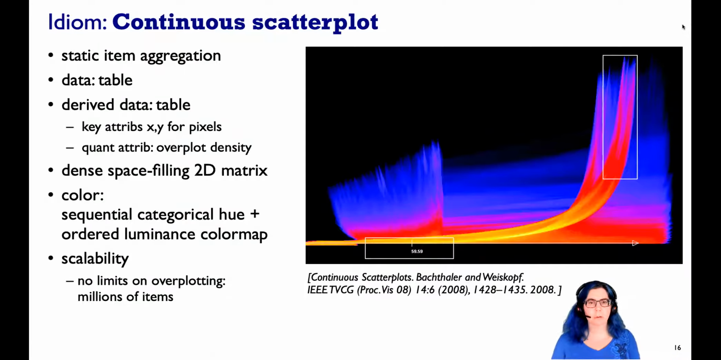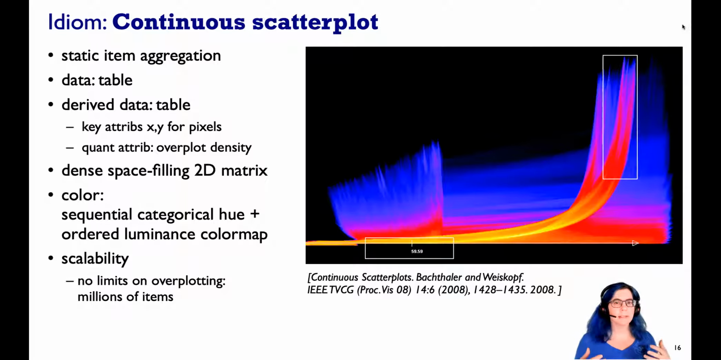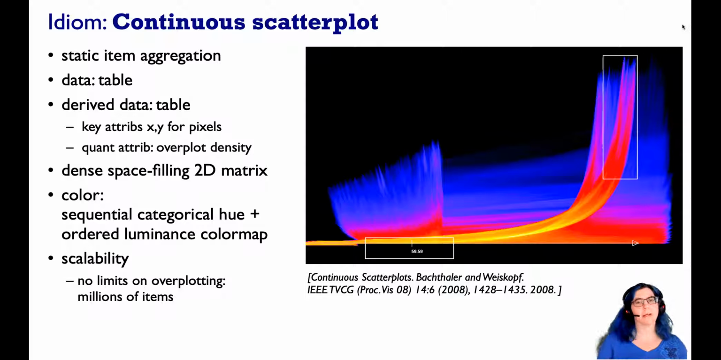Okay, now let's start talking about some more exotic things with aggregation. We're still in the world of static aggregation, but now here's a nice proposal to deal with the problem of overplotting in scatterplots. So continuous scatterplots by Bachthaler and Weiskopf is the idea that we would take a scatterplot and think, what happens if I have, instead of just 100 points, what if I had 100,000 points? And there was a lot of overplotting. In a standard scatterplot, you just can't see the difference. If there's a point, is it one thing there, 10, 100?